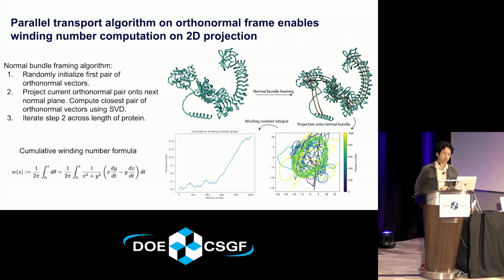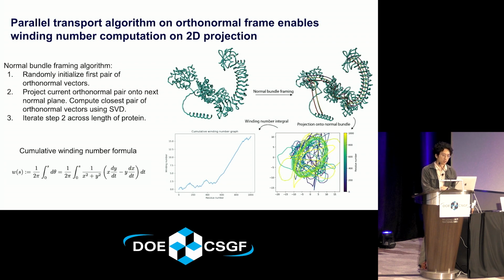Basically, you start by initializing a random pair of orthonormal vectors, and then you iterate along the entire length of the protein. At each step, you project the current orthonormal pair onto the next normal plane, and then that resulting projection may not be orthogonal, but then you find the closest orthogonal pair using singular value decomposition.